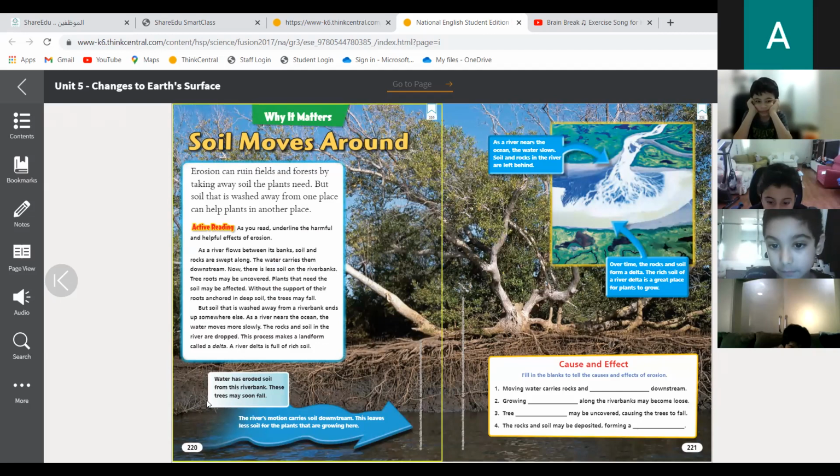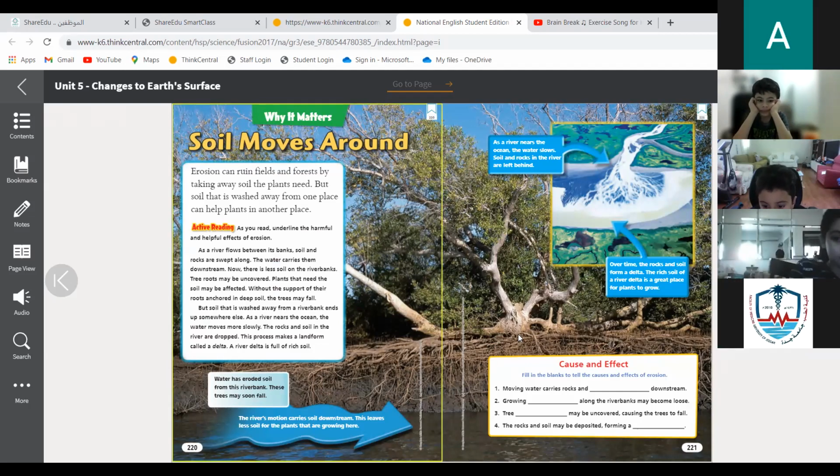When the river takes away the soil, what happens? Look at the picture over here. This is the tree. Can you see the tree? What else can you see? What else can you see? Habibi? I cannot see anything because my net is not good.